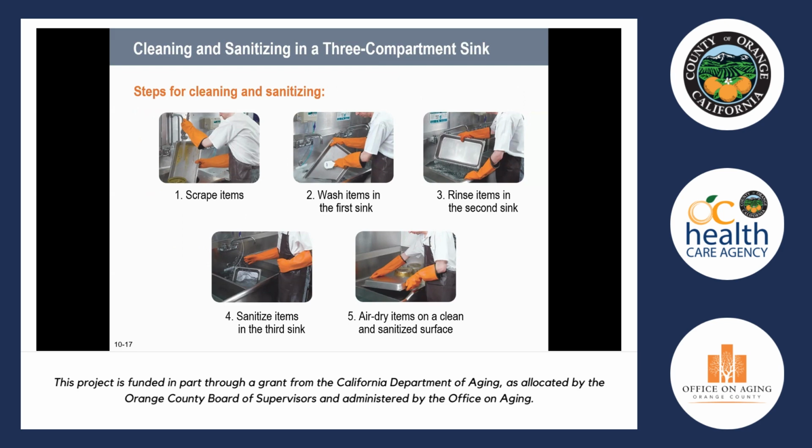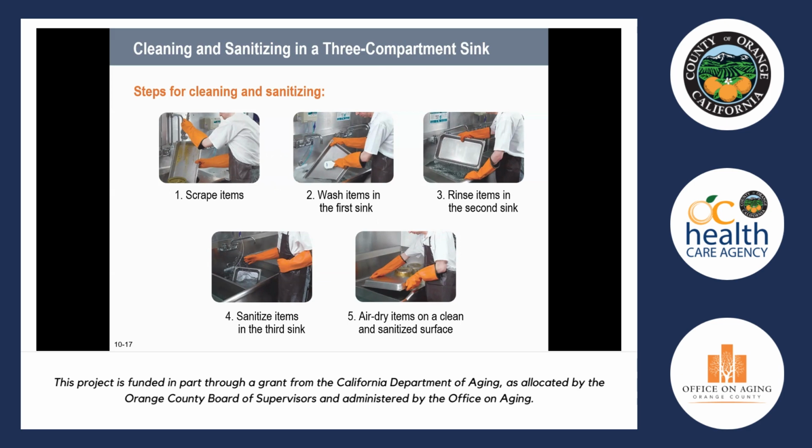Step 3, rinse items in the second sink. Spray the items with water or dip them in it. Make sure you remove all traces of food and detergent from the items being rinsed. If dipping the items, change the rinse water when it becomes dirty or full of suds. Step 4, sanitize items in the third sink. Change the sanitizing solution when the temperature of the water or sanitizer concentration falls below the requirements. Never rinse items after sanitizing them. This could contaminate their surfaces.